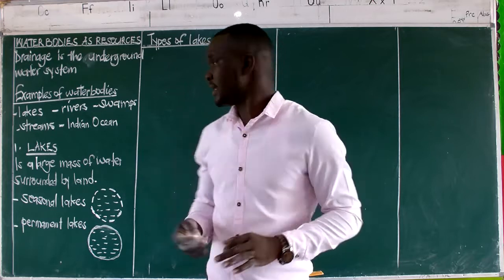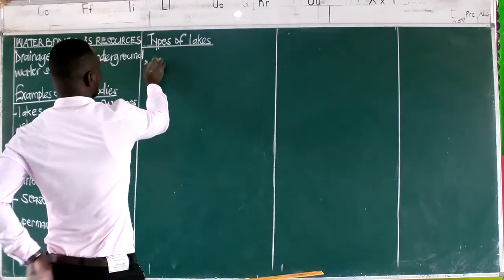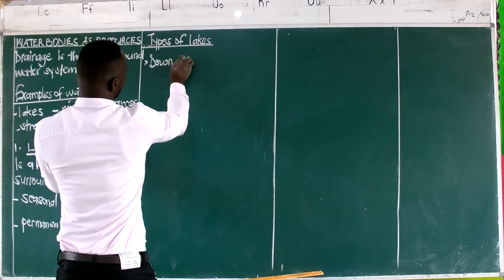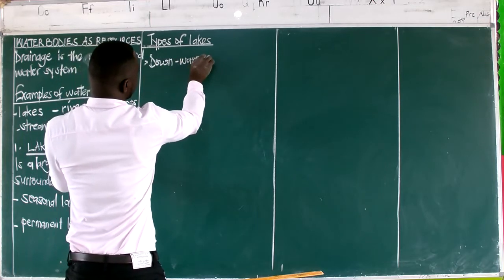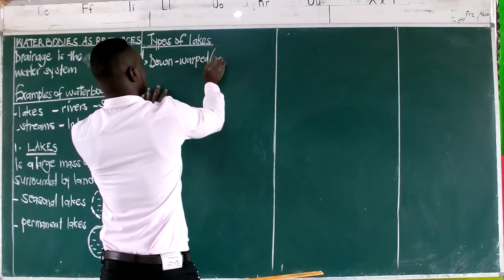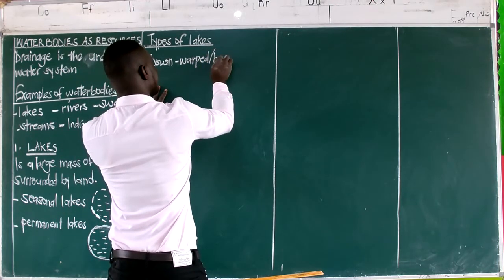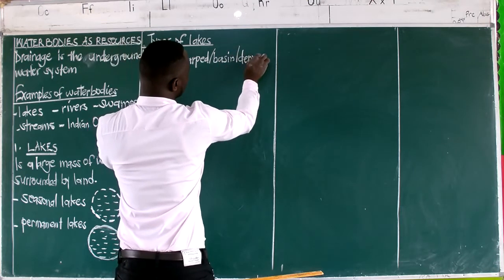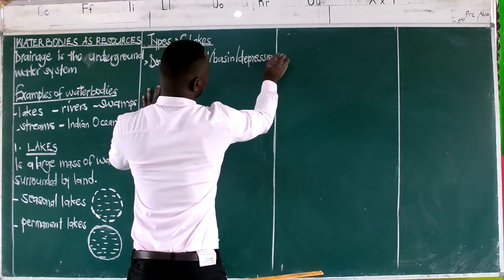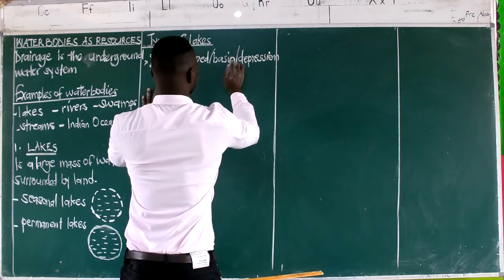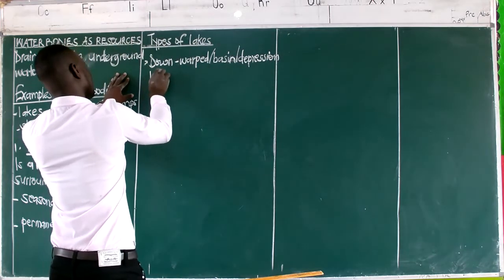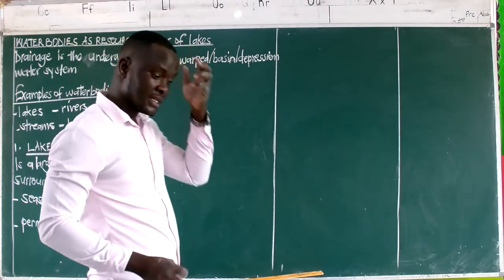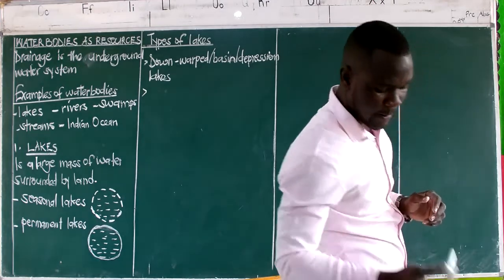The first ones we have are the downwarped lakes. We can also call them basin lakes, or sometimes depression lakes. That is the first type we have. We shall come and talk about those types one by one.